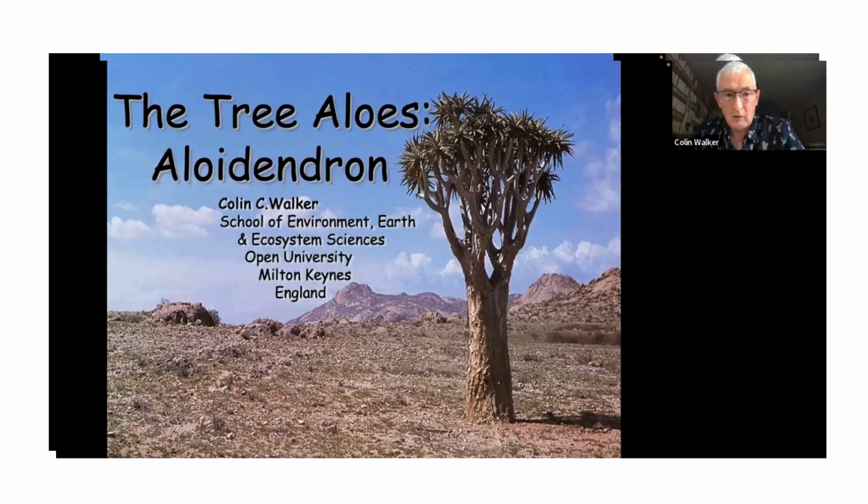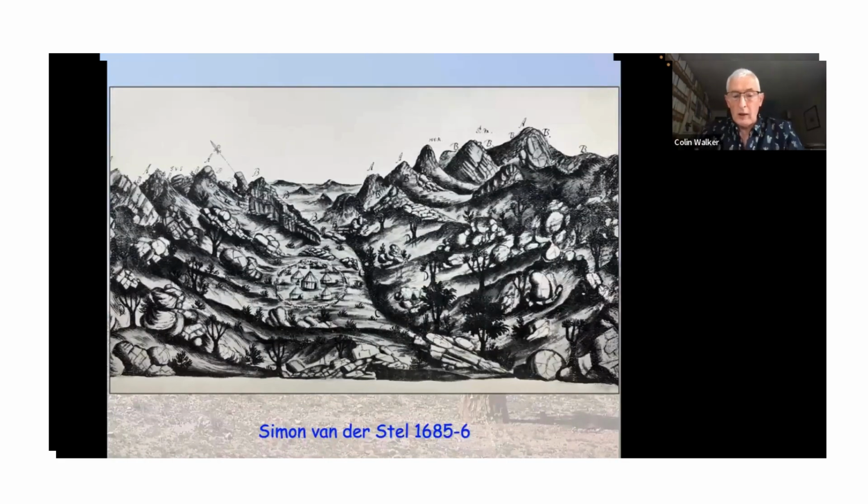So let's get going. So we're in South Africa in 1685. The Cape Colony had been established by the Dutch in 1652. The Dutch were the leading guys in terms of exploring Southern Africa, well, all sorts of parts of the world, mainly via the Dutch East India Company.